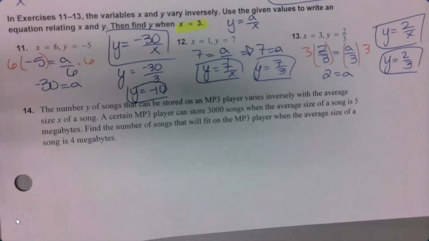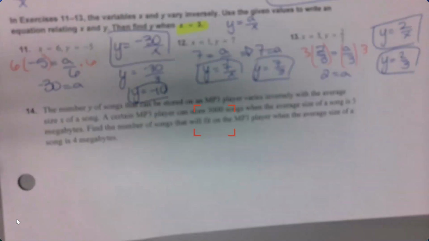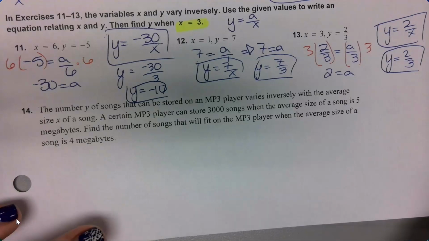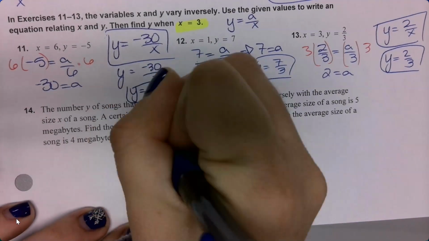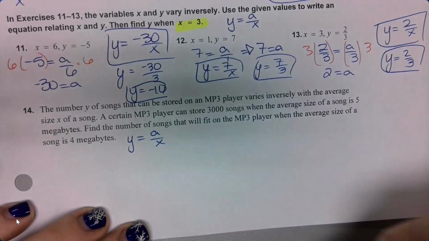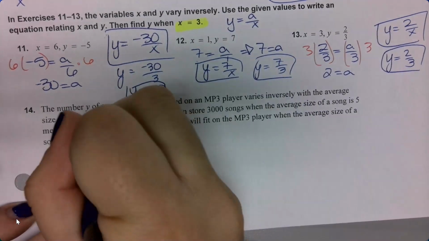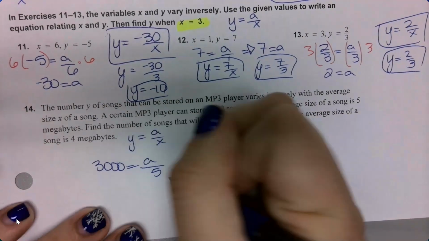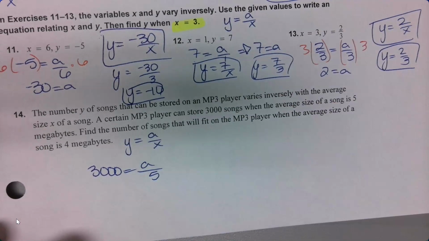Number 14 says the number y of songs that can be stored on an MP3 varies inversely with the average size x of a song. A certain MP3 player can store over 3,000 songs when the average size of a song is 5 megabytes. Find the number of songs that will fit on an MP3 player when the average size song is 4 megabytes. So this is again in the form y equals a over x, where y is the number of songs. So I have 3,000 equals a over the size, which is 5 megabytes. I want to solve for a.